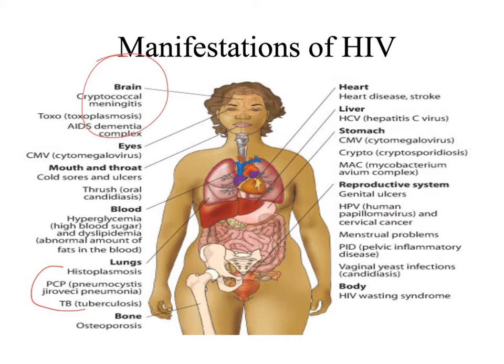Again, there's that pneumonia that I was talking about. That's a common opportunistic infection in a patient with HIV. So just read over this. Your book does a good job of talking about all the things that can happen to a patient as the HIV attacks the body.